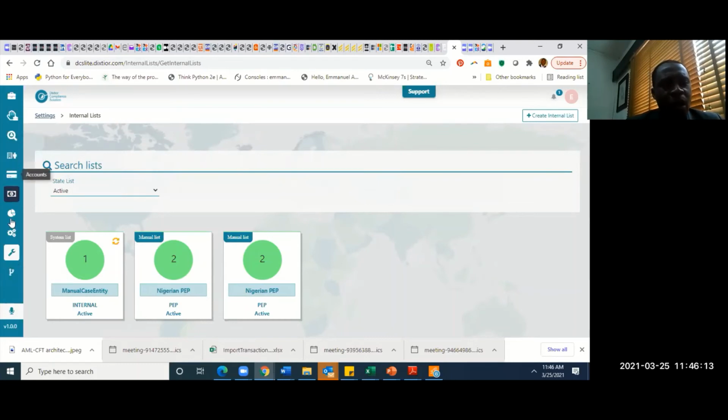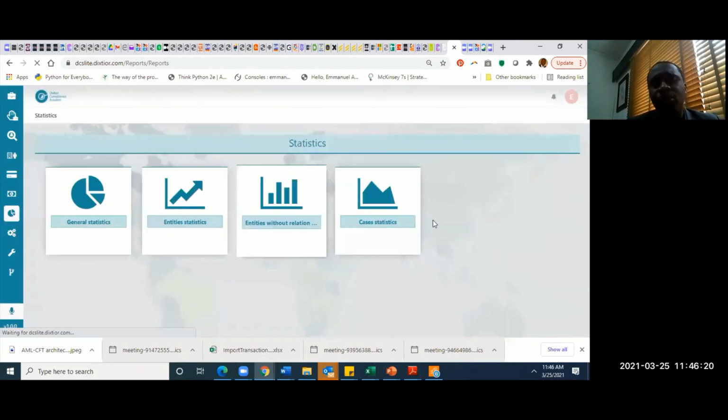Of course, other things you're able to do is generate reports. The application allows us to actually create customized reports for you, depending on the local requirements. For instance, NFIU requirement for CTR and STR is quite different from what obtains elsewhere.